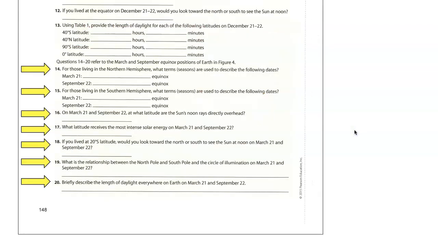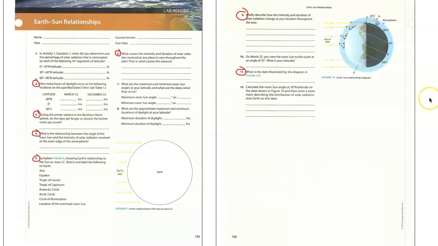Starting with question 14, it moves on to ask about the March and September equinox positions. And I think, again, that you can answer these pretty straightforwardly. I will mention number 19. What's the relationship between the North and South poles and the circle of illumination on these equinox days? Well, look at where the circle of illumination is relative to the North and South pole, and that will help you answer that question.